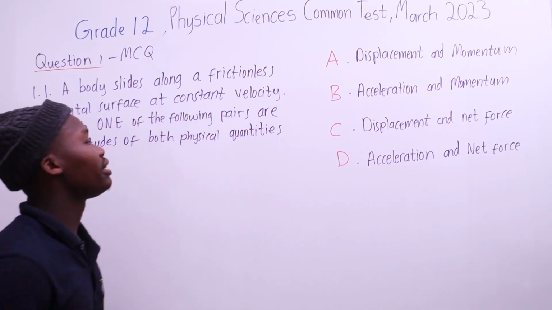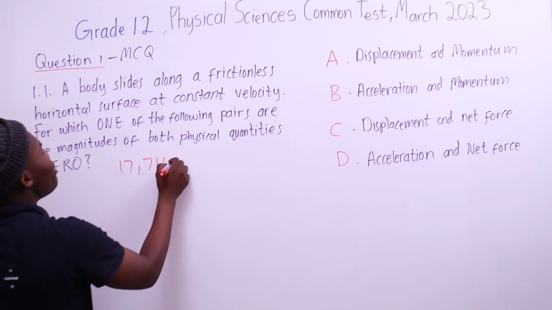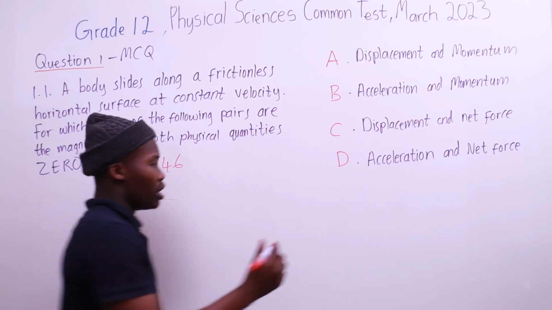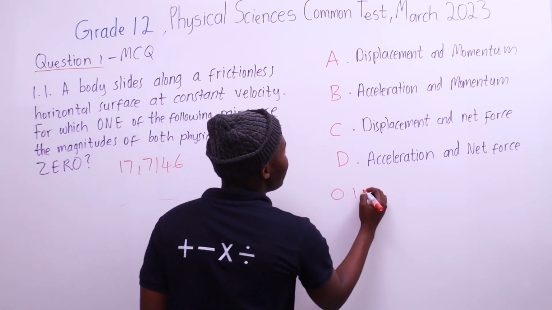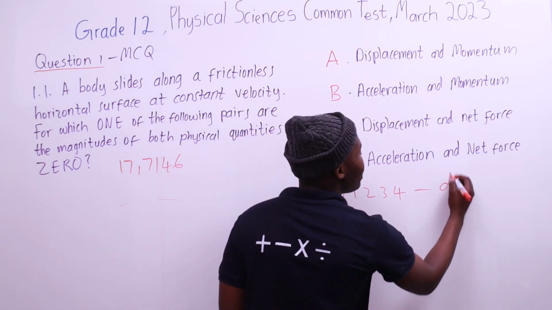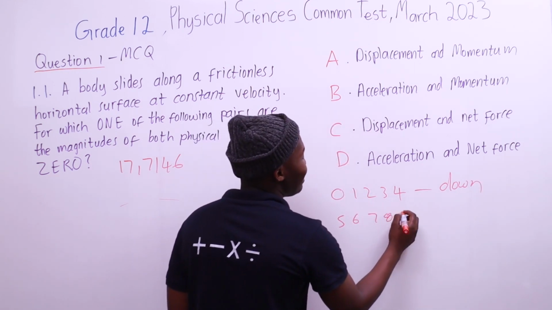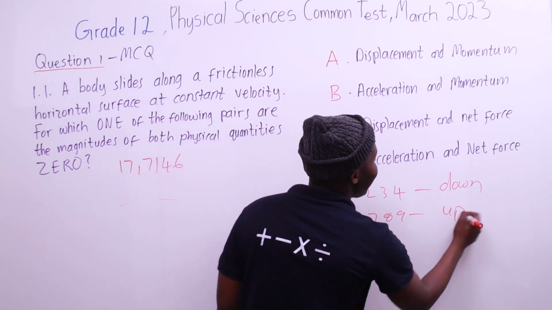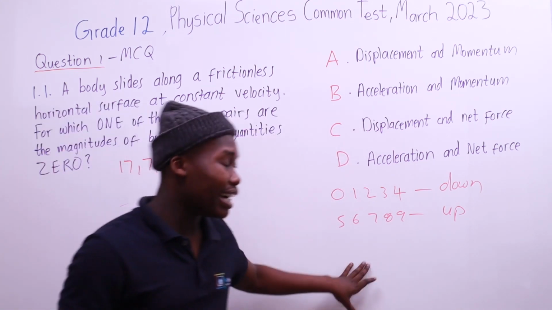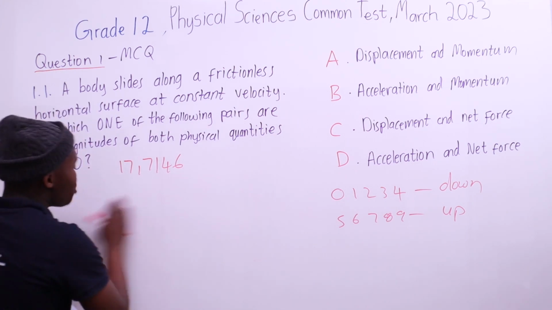For example, let's just say uthole i-answer as 17.7146 mhlawumbe. So, uma kukhona u0, u1, u2, u3, u4, wena every time you round down. Uma kukhona u5, 6, 7, 8, 9, wena you will round up. Lezi number enkulu which are greater than 4, they will round up the number. Ake siyibone le nto in practice.